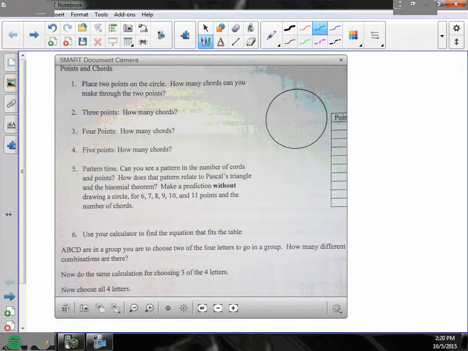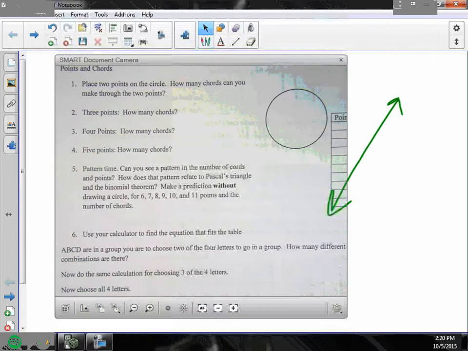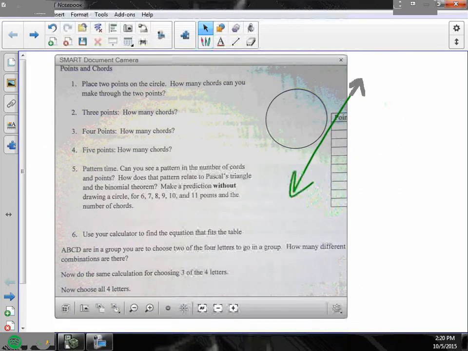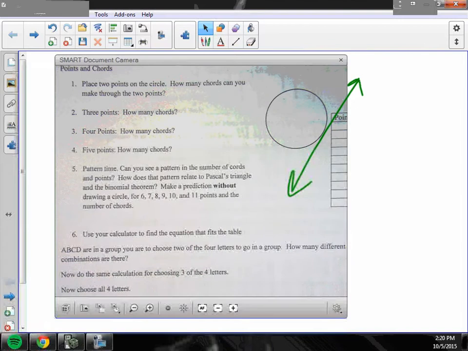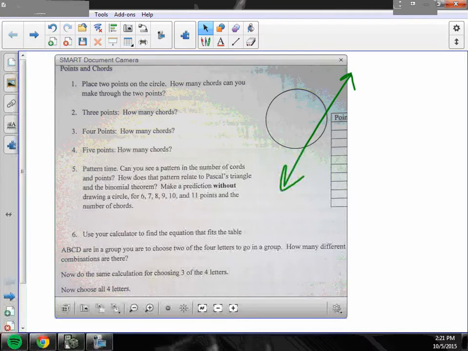Does anybody know what a chord is? And if you say anything musical, yeah, no. So if we had a line, not a line segment, but a line, and that line just barely touched a circle, it would be called a tangent line. Not a chord. Nice try. If that happens to run through the circle, it's called a secant line.